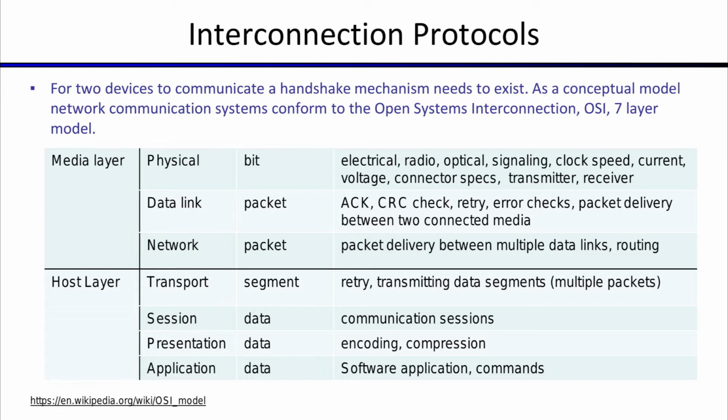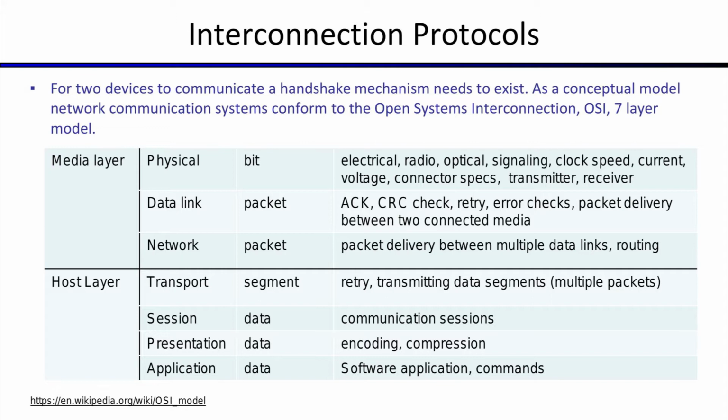Media layer starts at the lowest level, which is physical. This is the bit layer. You have the electrical specifications. If it's on Wi-Fi, the radio specifications. Optical networking can have optical specs here. How do two points signal to each other? Clock speeds. How do they agree on a clock speed? Amount of current, voltage flowing, connector specs, and the transmitter, receiver, etc. So this is like the lowest level of communication.